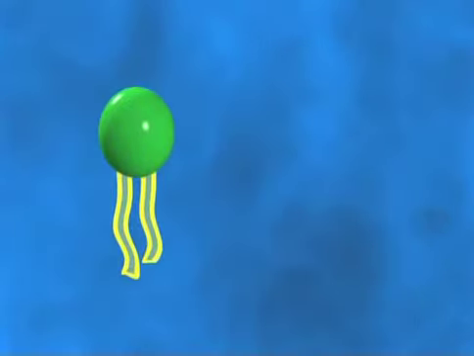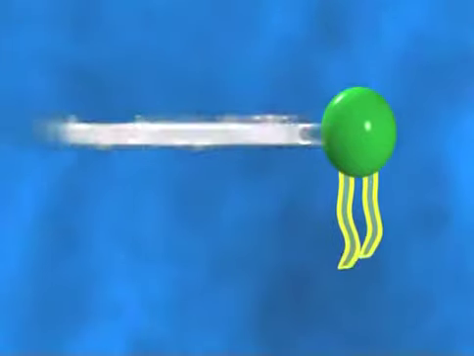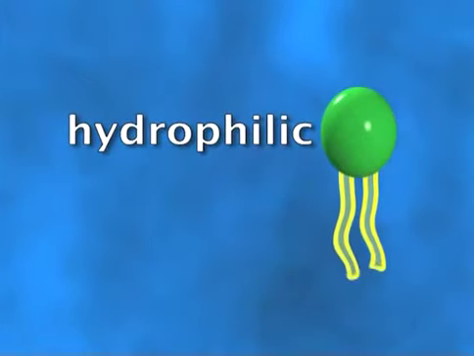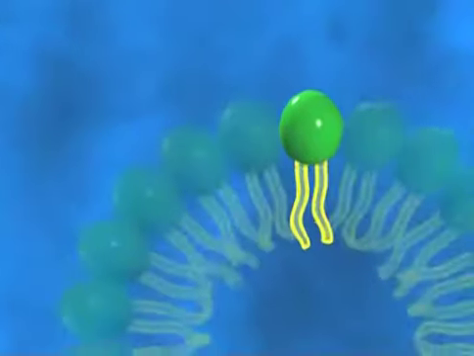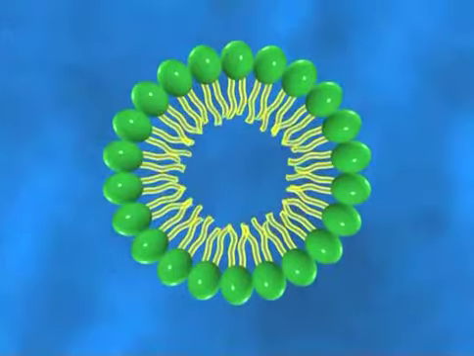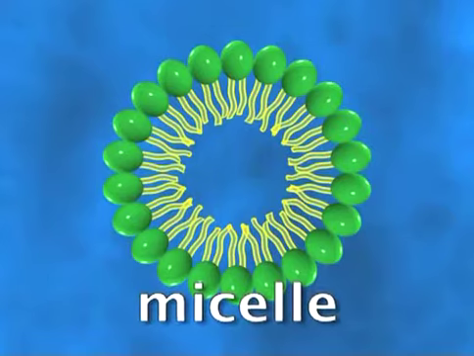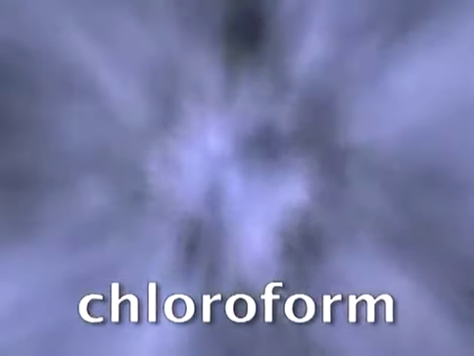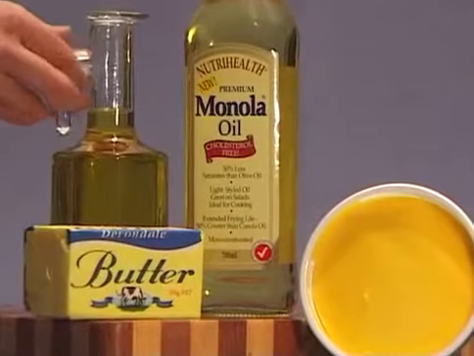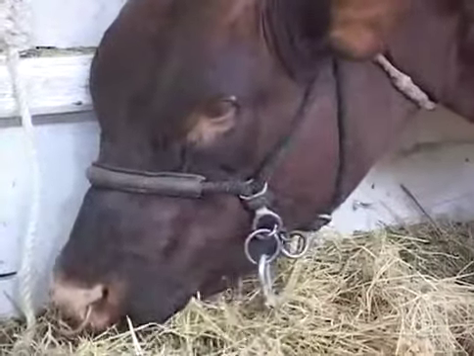Lipids are insoluble in water. The molecules have one end that is attracted to water, hydrophilic, and another end that repels water, hydrophobic. As they have many carbon-hydrogen bonds, clustering or micelle formation occurs. They dissolve easily in solvents like chloroform. Examples of lipids include fats, oils, waxes, phospholipids, glycolipids, and steroids.